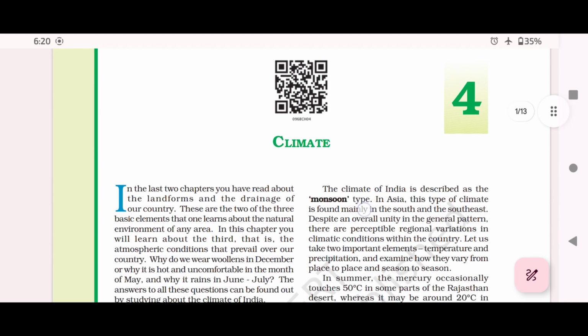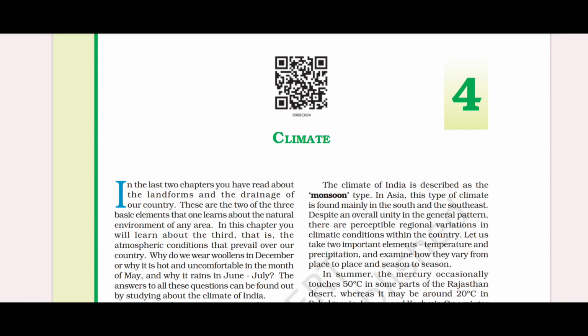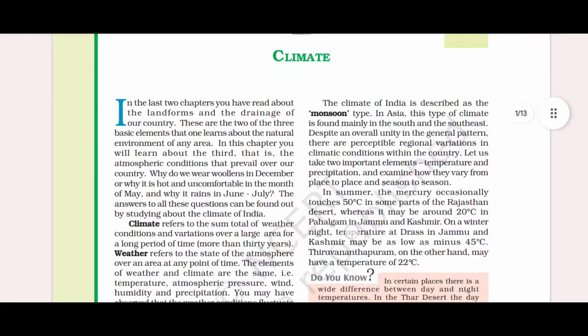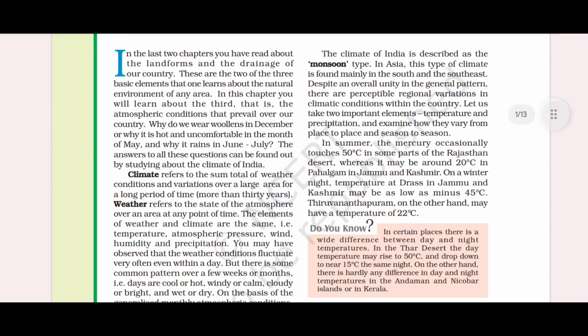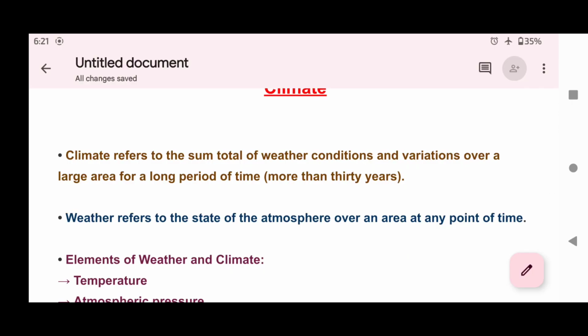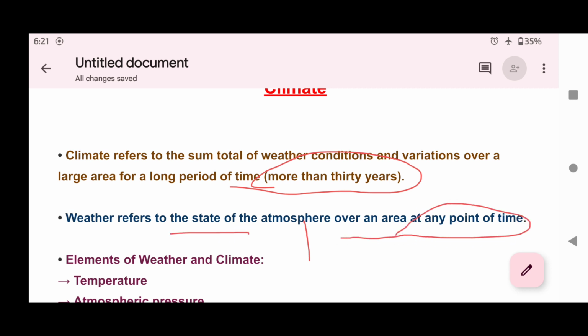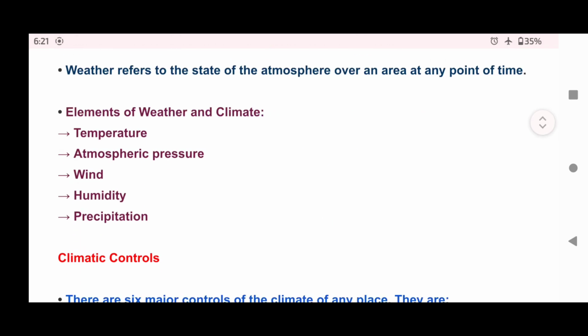Climate. In this chapter, we will learn about the atmospheric conditions that prevail over our country. Climate refers to the sum total of weather condition and variation over a large area for a long period of time, more than 30 years. Weather refers to the state of atmosphere over an area at any point of time. Elements of weather and climate, that is temperature, atmospheric pressure, wind, humidity, precipitation.